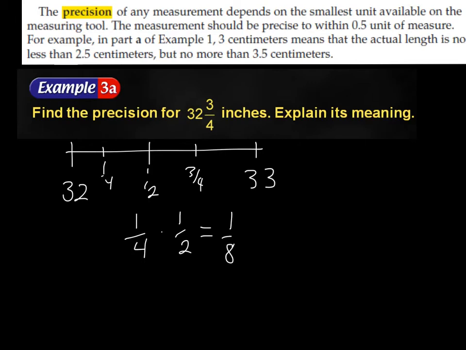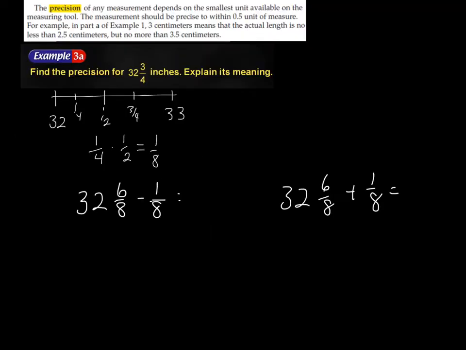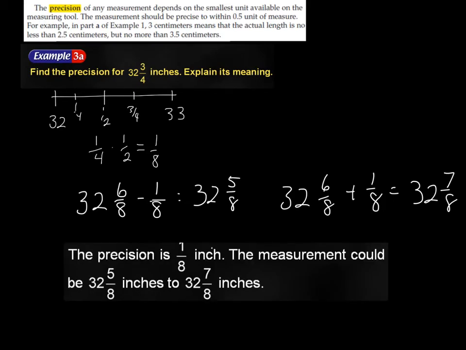So then to explain the meaning, we're going to look for that range of values that the actual measurement could live in. I went ahead and changed 3/4 to 6/8. We had a common denominator. So 32 and 6/8 minus 1/8 would be 32 and 5/8. 32 and 6/8 plus 1/8 is going to be 32 and 7/8. So summing it up, the precision is 1/8 of an inch, and the measurement could be from 32 and 5/8 to 32 and 7/8. So that's our explain the meaning.